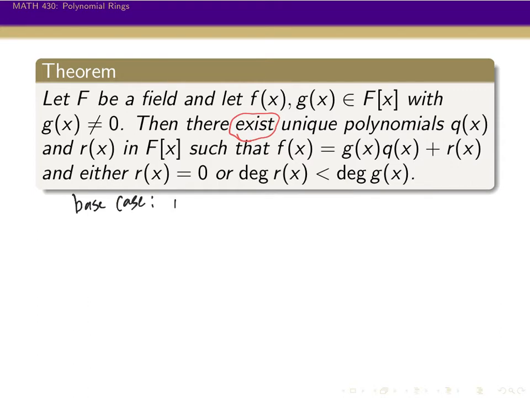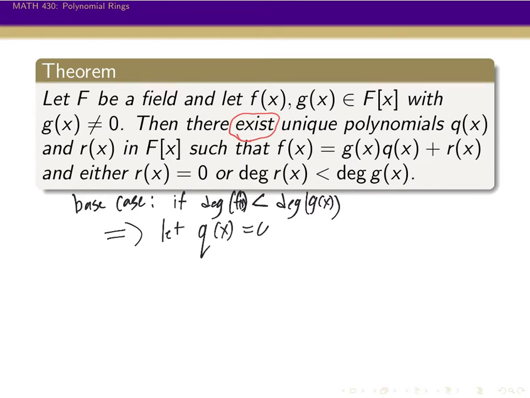is if the degree of f is strictly less than the degree of g, so that's f of x, and this is g of x, then we can let q of x be the zero polynomial and r of x equal f of x. And so then this would give us that f of x equals f of x in this equation, and we're done. Okay, and so that establishes the base case.